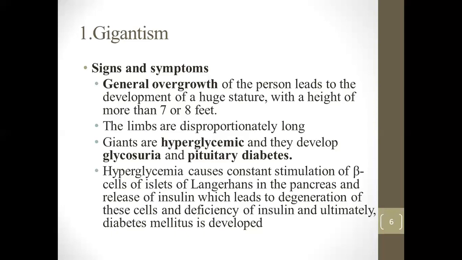Due to the pituitary hormone, the glucose level in the blood increases and the insulin level is decreased due to the exhaustion of the cells of the pancreas. So this situation will lead to pituitary diabetes. And in gigantism, pituitary diabetes is more common.